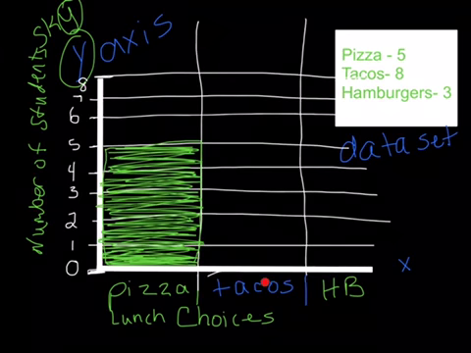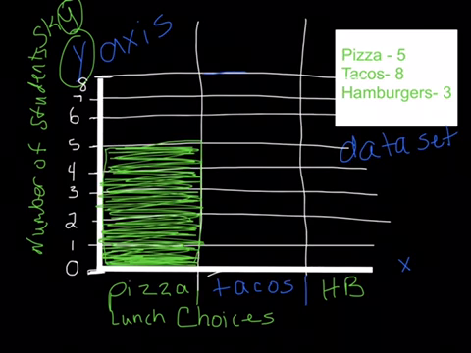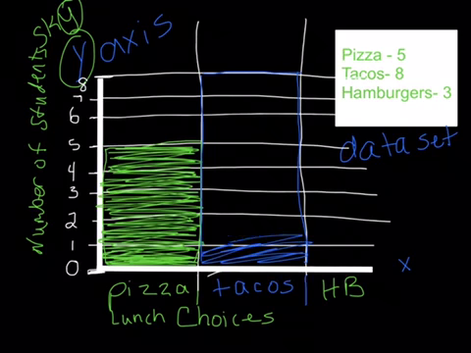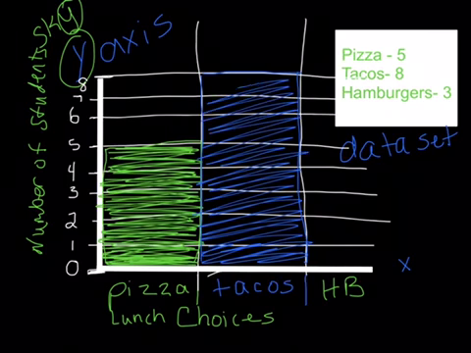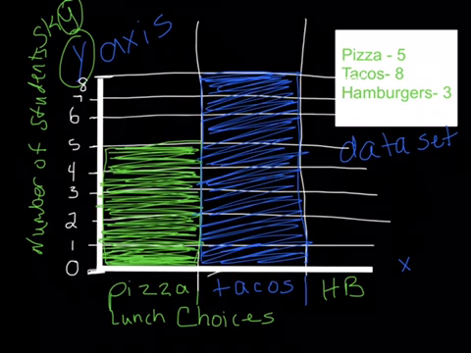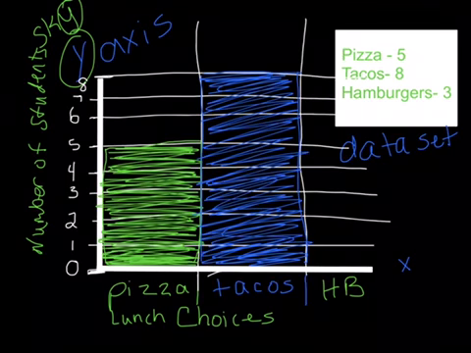How many students chose tacos? You're right, we had 8 students, so we're going to go along our y-axis until we get to 8, which is all the way at the top. Draw a horizontal line, and then I'm going to make my bar, shade in my bar completely to show that I had 8 students choose tacos.